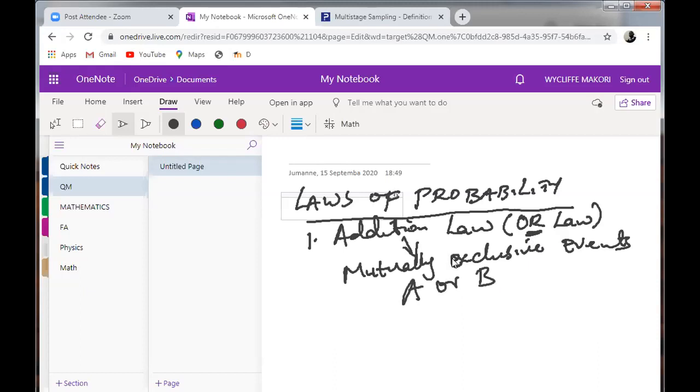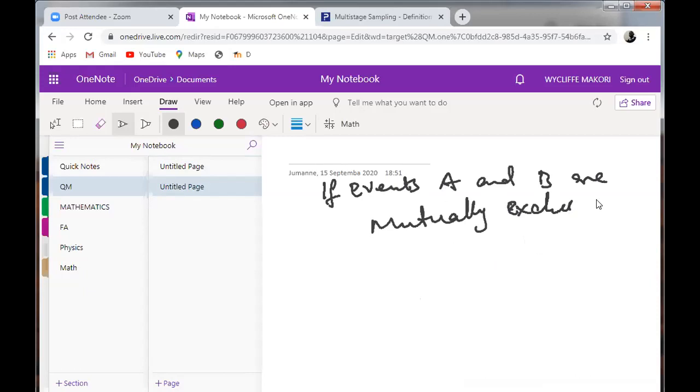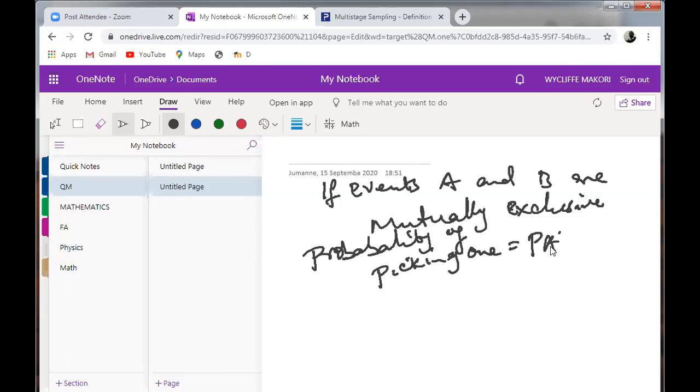So the addition law is normally applicable in cases whereby the events are mutually exclusive, meaning they cannot occur at the same time. And just as the word itself suggests, the addition law, we normally use the addition sign. Basically, this is the rule that we normally apply. If events A and B are mutually exclusive, then the probability of picking one is going to be equal to the probability of A plus the probability of B. That is what we mean.